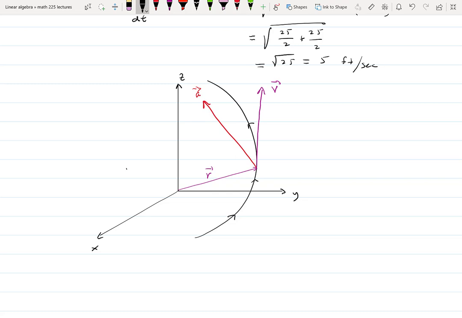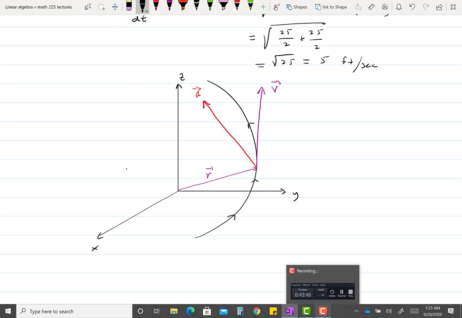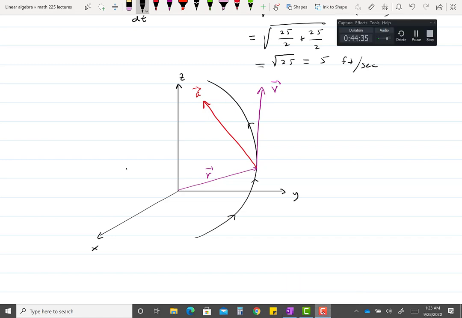My acceleration measures push and pull. Now, if we're not moving around a circle with constant speed, my acceleration is not going to push me toward the origin. It's going to push me in some more general direction. Okay, and that's what our goal is. Find a formula for this quantity called acceleration.